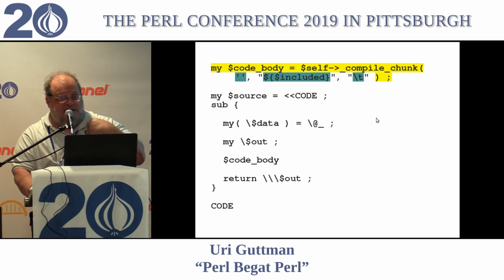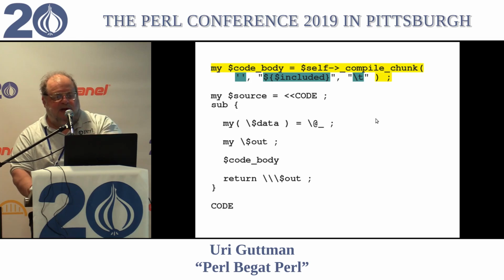Here's the Perl that generates that. Now, this is going to be interesting. The main routine is called compile chunk. For the top level code body, you see here, I'm passing in no name. The first argument is no, because it's the top level. I don't have a name yet.